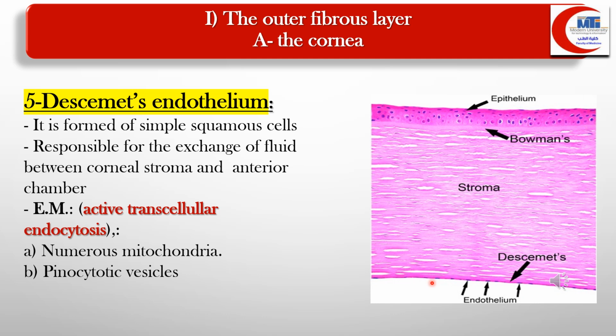In electron microscope, these cells show signs of active transcellular endocytosis. They contain numerous mitochondria and pinocytotic vesicles, and these pinocytotic vesicles absorb excess fluid from the stroma, keeping it relatively dehydrated, so they contribute in maintaining the transparency of the cornea.